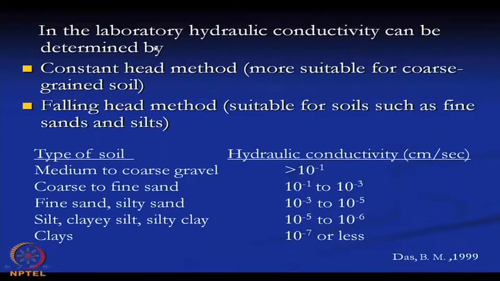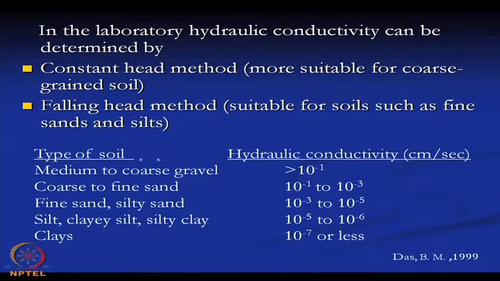Now, in the laboratory hydraulic conductivity can be determined. In the laboratory we can determine hydraulic conductivity by two methods. One is the constant head method, more suitable for coarse-grained soil, and the falling head method, suitable for soil such as fine sand and silt. So, that means the constant head method is not suitable for fine soil, or that is the falling head method. Now, in the field also we can determine the hydraulic conductivity of the soil. These two are the lab tests that we are discussing here.